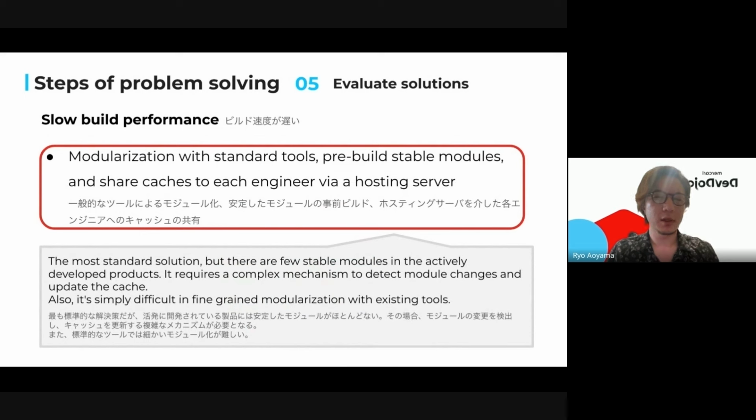Within the solutions that we looked into before, there's modularization with standard tools, pre-built stable modules, and shared caches to each engineer via a hosting server. This is one of the most common ways to solve this problem. We looked at the tools that are being developed, and we realized very few were actually as stable as we had expected. Thus, we had to work on updating the modules, and the solution that we came up with had to be quite complex.